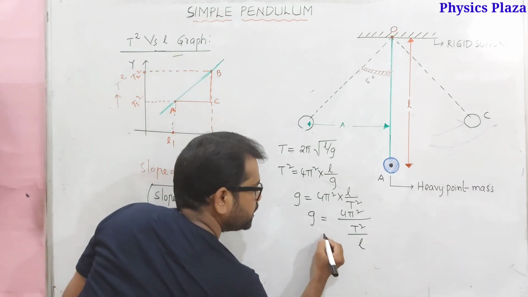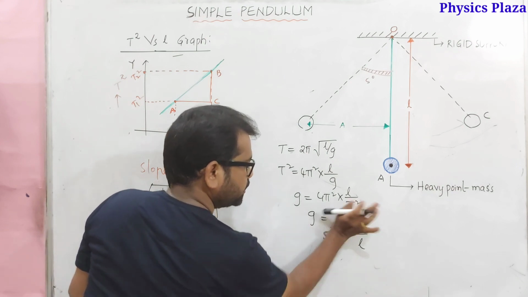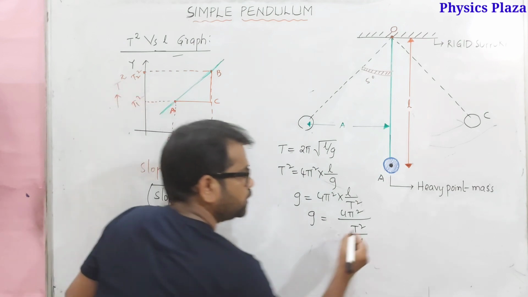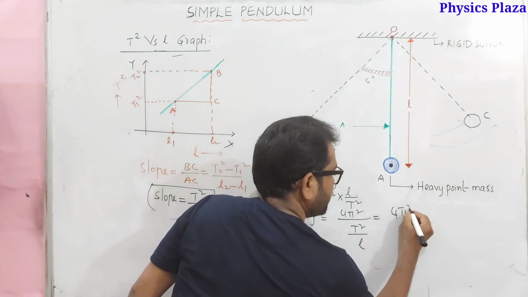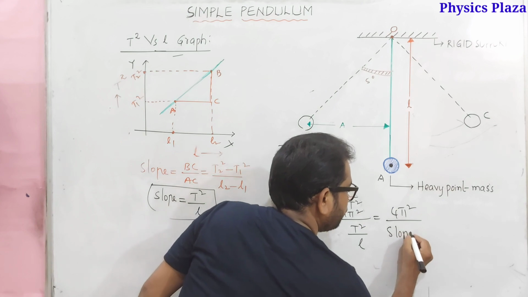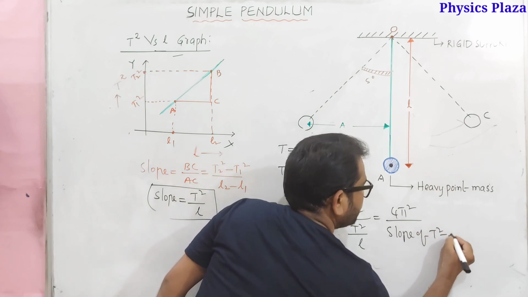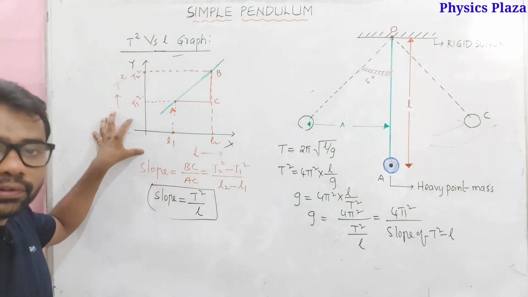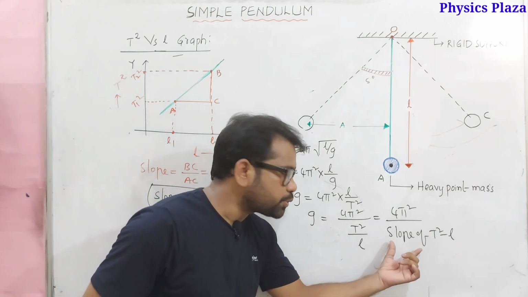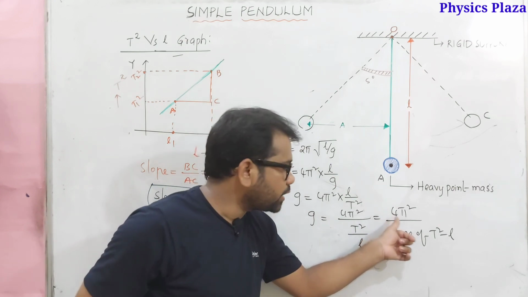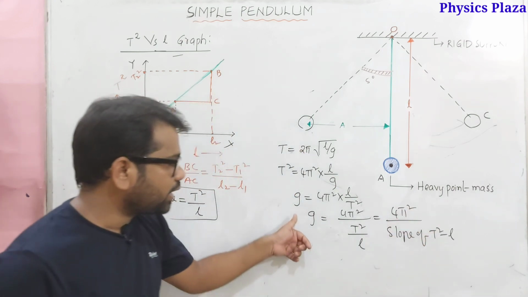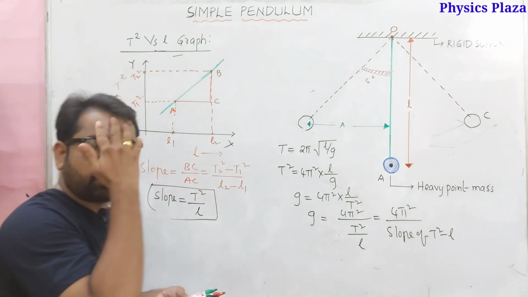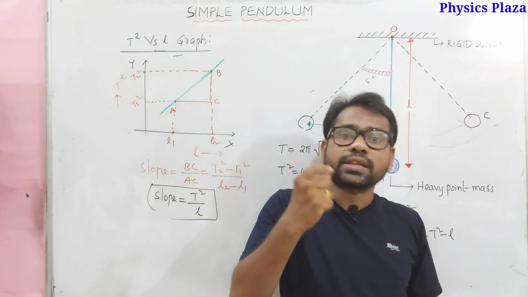So T square by L is the slope of this graph. Therefore we can also write g as 4 pi square by the slope of the T square L graph. By finding the slope, we get a value that we can substitute here. 4 is a constant, you can substitute the pi value, and obviously we can calculate the g value. This is how we can calculate the g value using a simple pendulum.